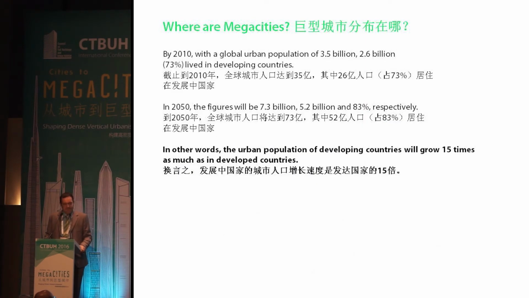Now, here's what's interesting. In some ways, China is the most typical, but it's also very atypical because China has converted in a massive way from being a relatively poor country with an industrial economy to a services-oriented market capitalist economy, lifting millions of people out of poverty in the process. But that's not necessarily true of where most of the rest of the megacities are located. So by 2010, we have already seen an urban population of 3.5 billion, 2.6 billion of which lived in developing countries. In 2050, the figures will be 7.3, 5.2, and 83% respectively. So another way of putting that is the urban population of developing countries will grow 15 times as much as developed countries.